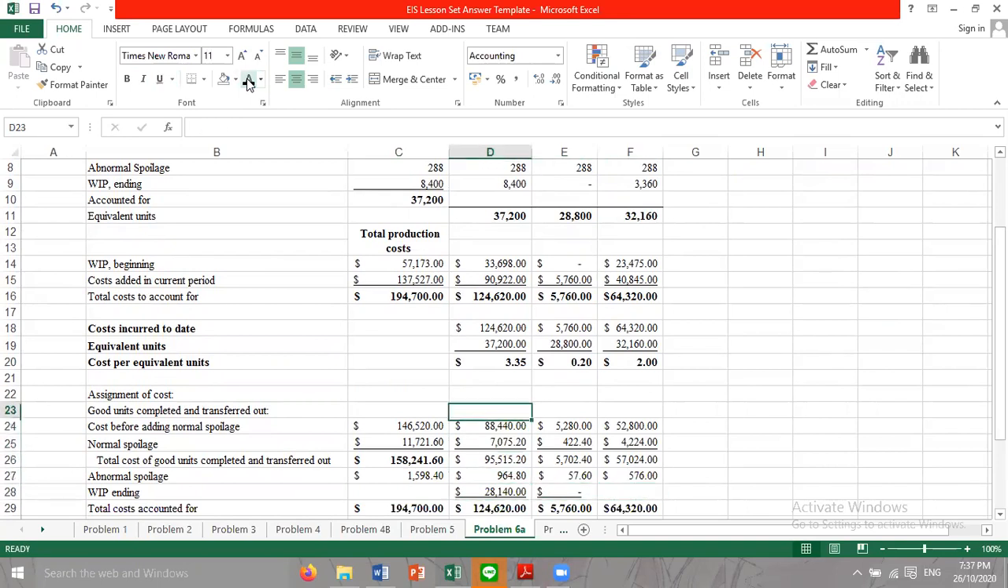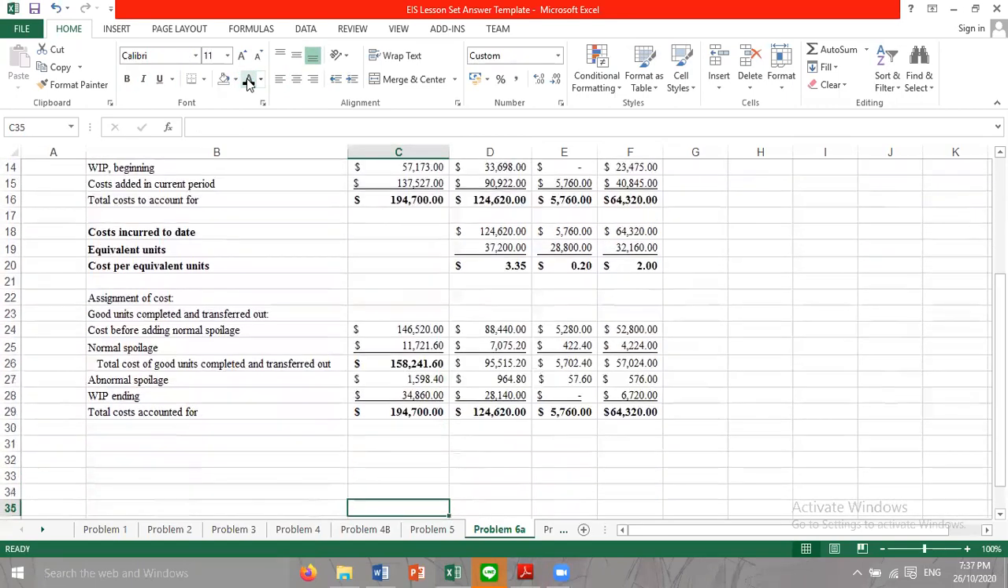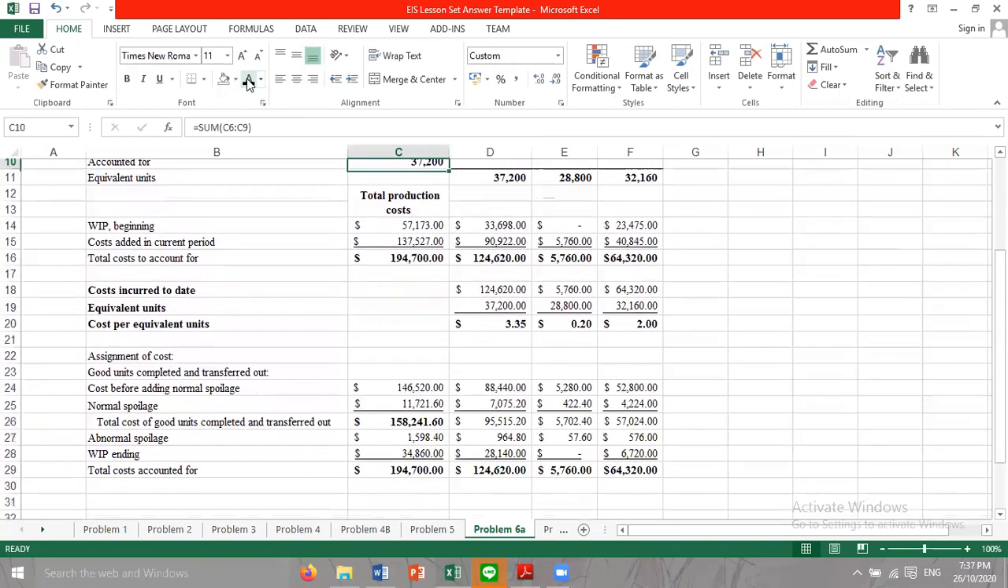Same thing applies to a pending. This time it's just 3.35 times 8,400. This one, since there's no work done on direct materials, it's 0. And for conversion cost, 6,720. And we'll get 34,860.